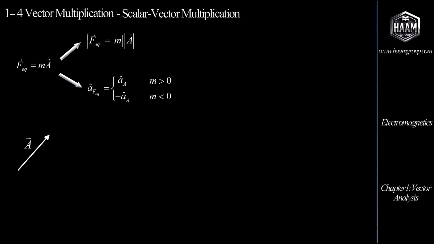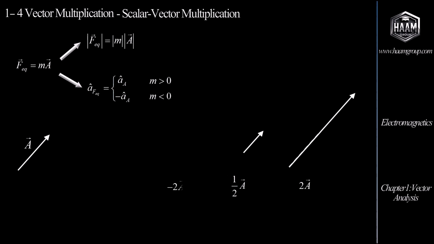Now suppose A is a vector in space, and we want to obtain the vector 2 times A. In this case, the vector 2A has twice the magnitude of vector A, so we double the magnitude of A. And since the scalar multiplied here is positive, the direction of the result is the same as the direction of vector A. If we want half A, this is a vector whose magnitude is half that of vector A, but since the scalar is positive, its direction is the same as vector A.